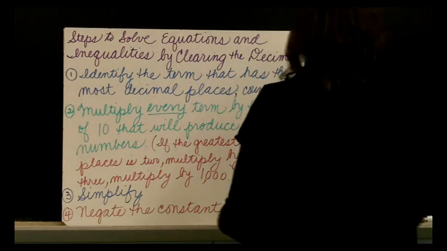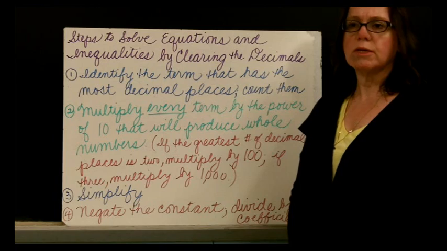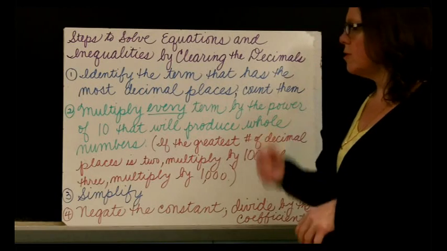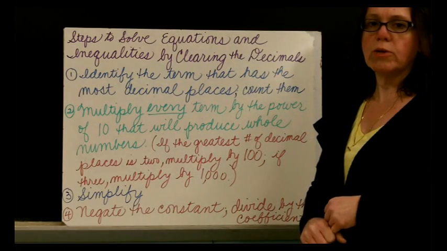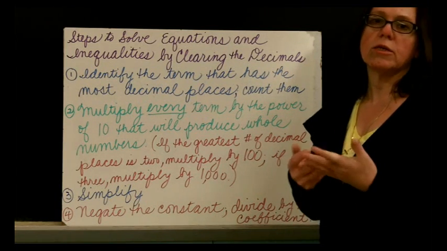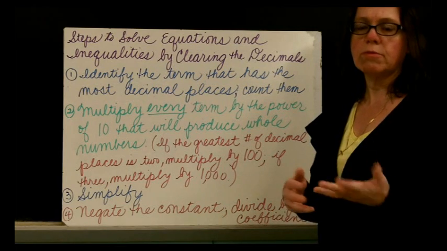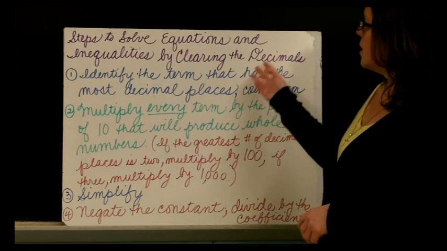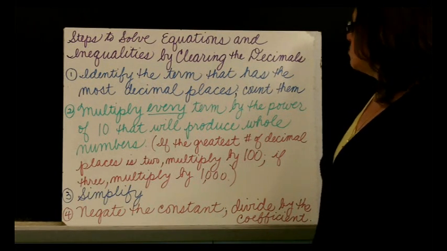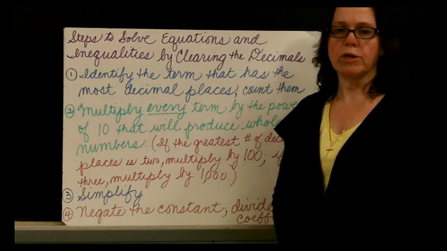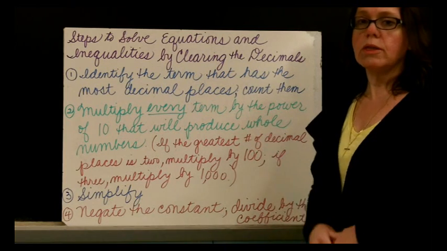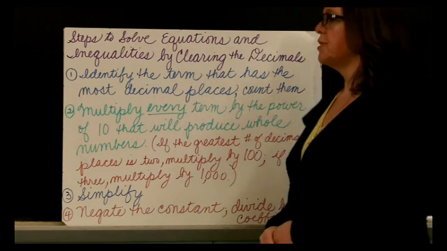Now the next thing, in our next example, what we have are decimals, and we haven't really used decimals in a long time, but again, there are steps that you need to follow because while we cleared the fractions in example 1, we're going to clear the decimals in example 2 because what we want, again, is to deal with just integers. We don't want any decimals. So the steps to solving equations and inequalities. First, you have to identify the term that has the most decimal places and then count those decimal places. And I know this will be confusing, but as we work through the example on the next board, this will make a lot more sense.